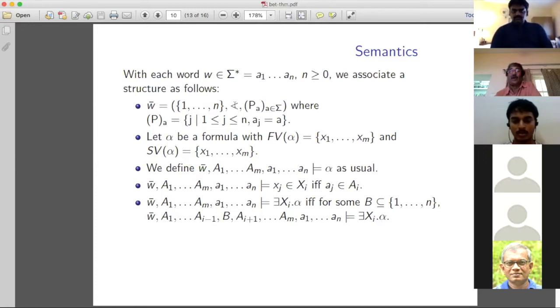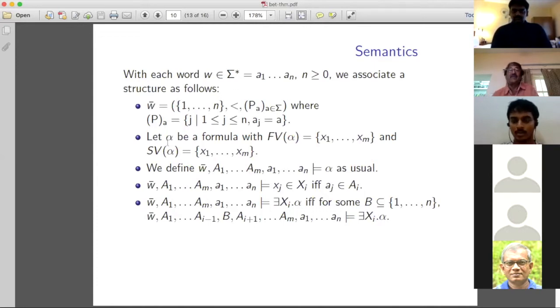And then you have an order relation. This is the standard ordering of numbers. And then P_a, the interpretation for the unary predicates P_a. That's all we need. And what is that? The interpretation for P_a is the set of all j, you go over the word and find all the positions where a actually occurs. So collect them, and that's the interpretation. That's a subset of the domain. And so your unary predicates are to be interpreted as subsets of the domain, and that's what you've got.